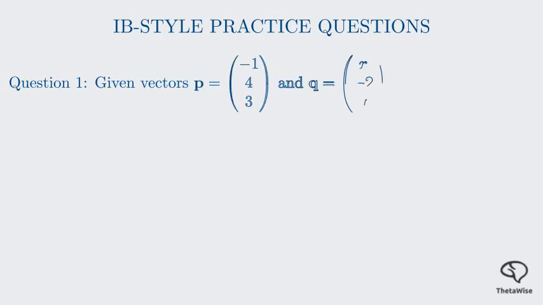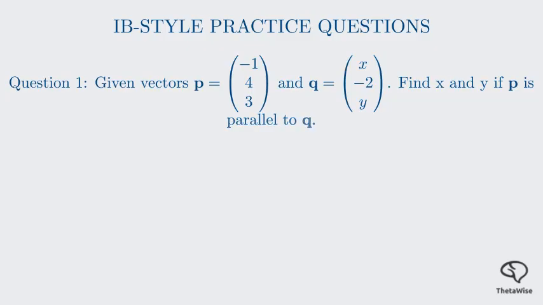Question 1. Given vectors p equals (1, 4, 3), and q equals (x, 2, y). Find x and y if vector p is parallel to vector q. Pause the video and try to solve it.